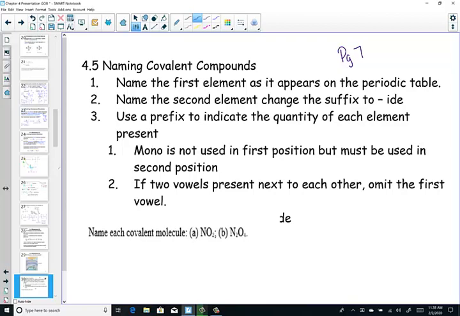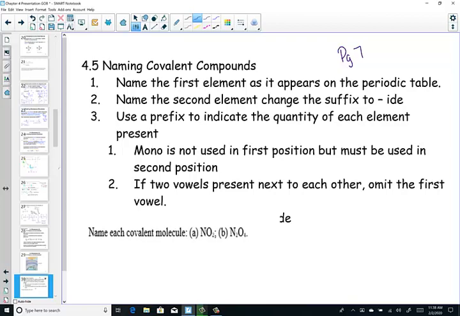So here's the set of rules. To name them, you simply name the first element as it appears on the periodic table. You'll name the second element ending it with "ide." That's just like the binary ionic compounds. Binary molecular compounds will also end in "ide." We'll use a prefix to indicate the quantity of each. Do you hear a mono, a di, a tri, and so forth? Using the prefix to tell us how many of each element are present.